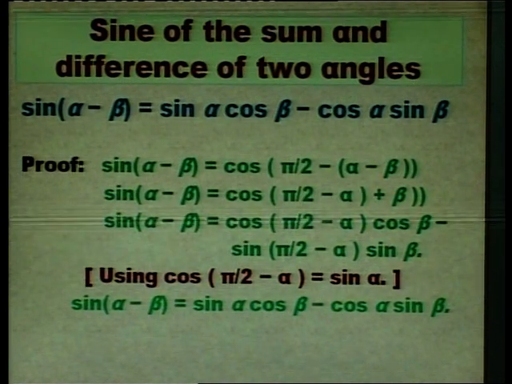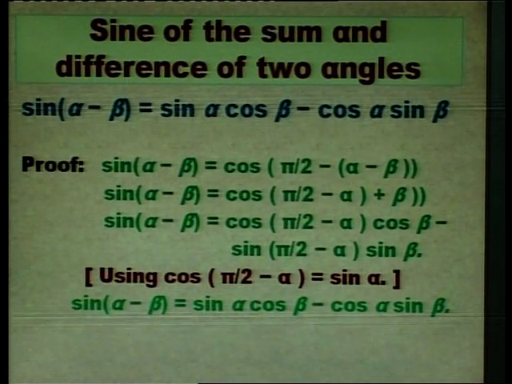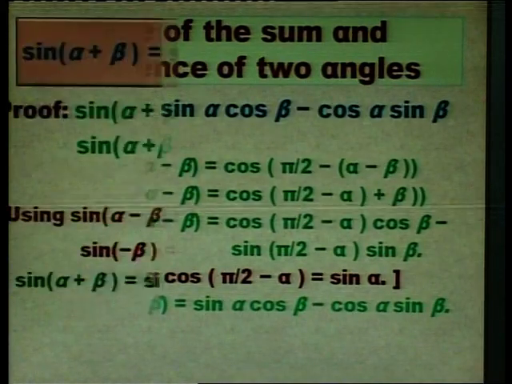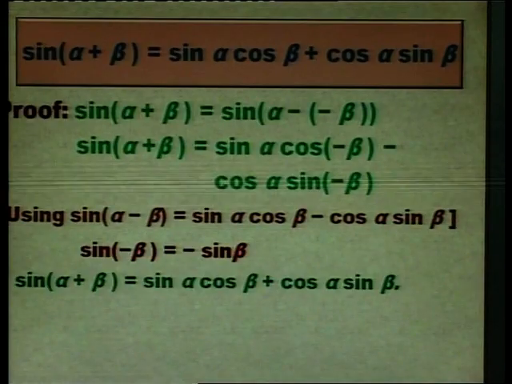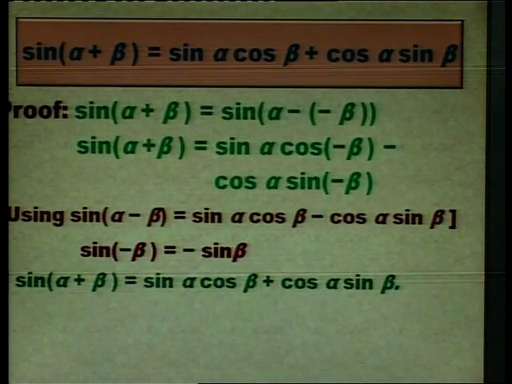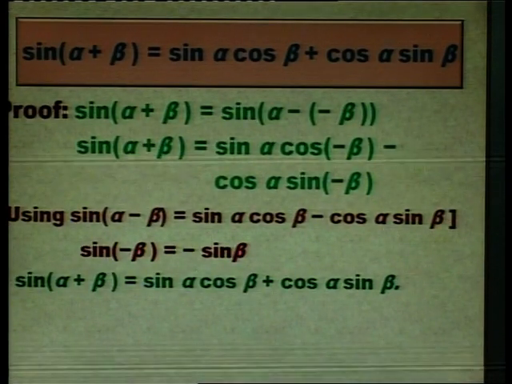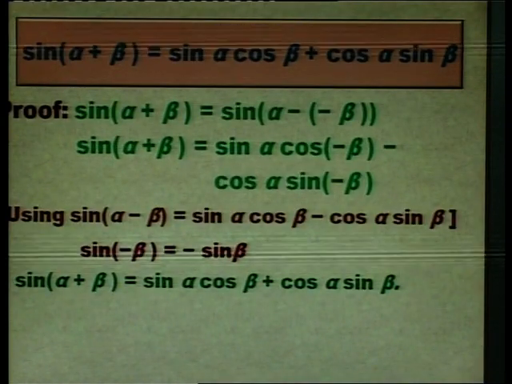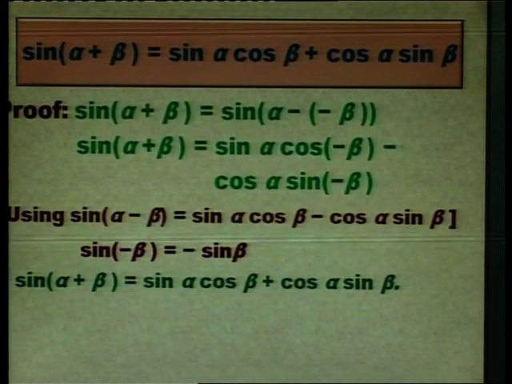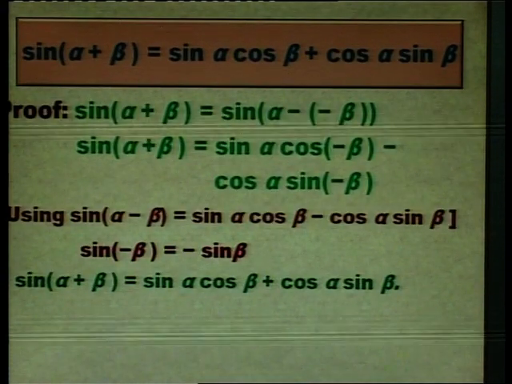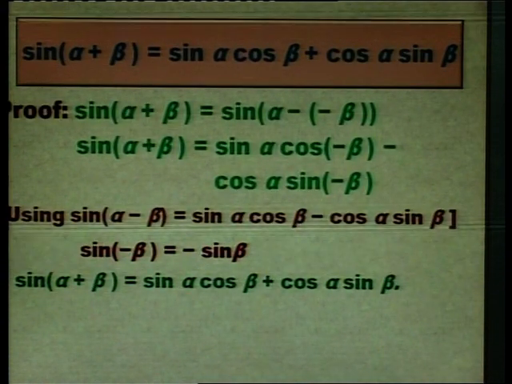Now, let us see what we get for the same type of formula for alpha plus beta. This is a very simple thing, using the same formula which we have derived, with beta chosen as minus beta. So, sin of alpha plus beta I can write as sin of alpha minus minus beta.